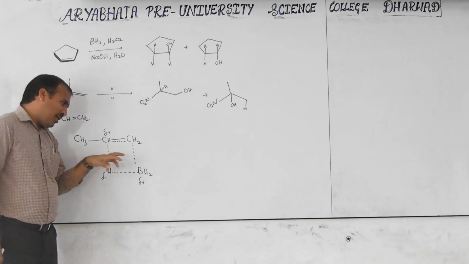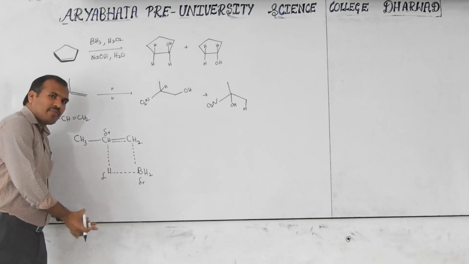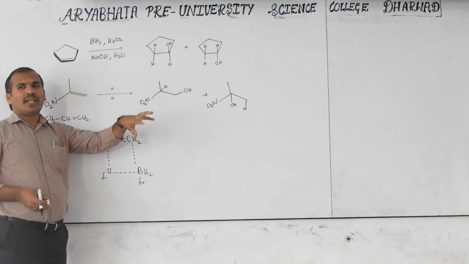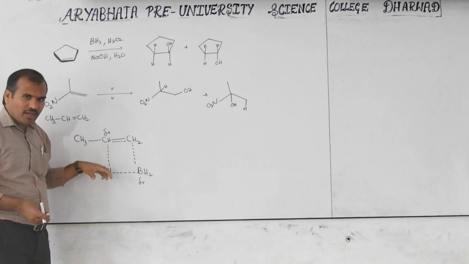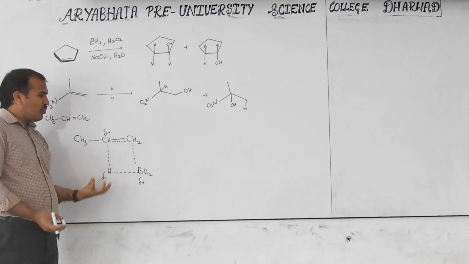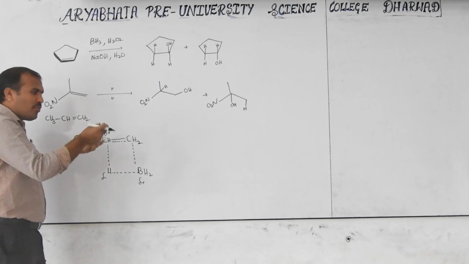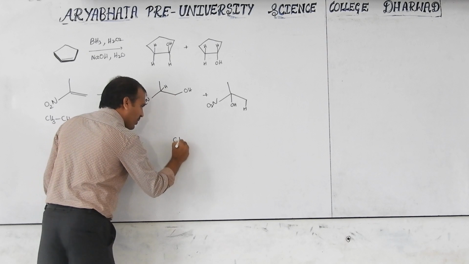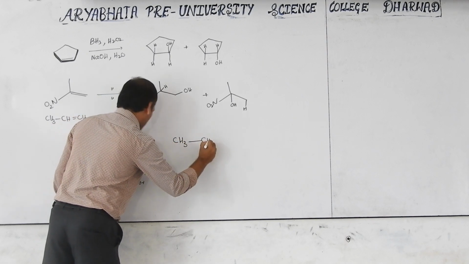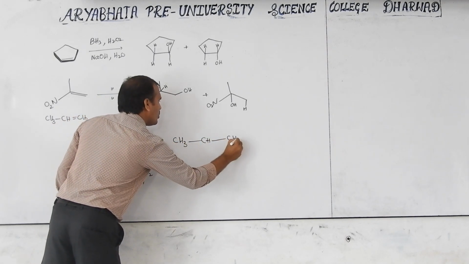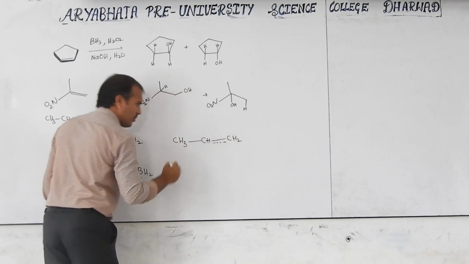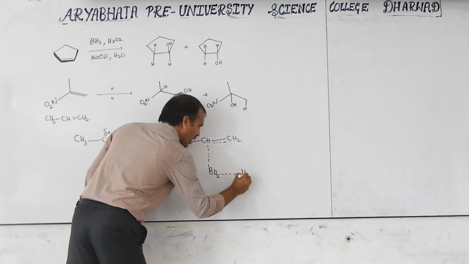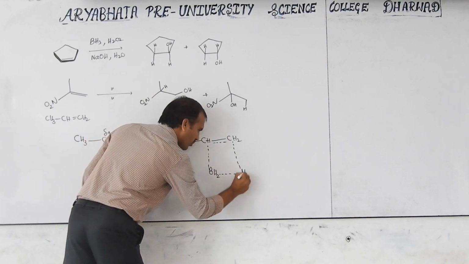Actually, what happened? BH2 and H are added from the same side, but you shouldn't be confused by the OH given here. In the mechanism, BH2 and H both attack from the same side. If it were opposite, with BH2 on the left side and H on the right side, what will happen? CH2, this positive, double bond, and here BH2, H, like this.